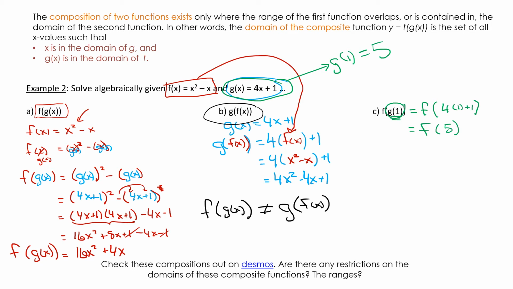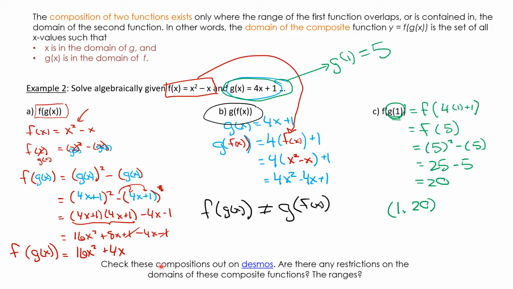Now that means I'm looking for f at 5. So I go up to my f function and I substitute in a 5 with brackets because it's x squared minus x, 5 squared minus 5. 25 minus 5 is 20. So that would be a point on our new function. Our new function would have the point 1, 20 on it. When we subbed in a 1, we got a 20. That would be on our new function.